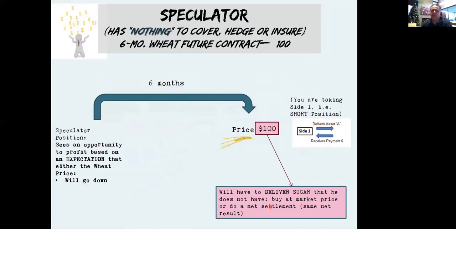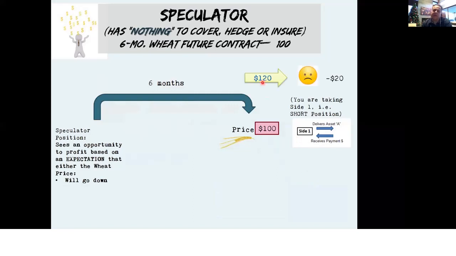Now, this commodity, wheat, sugar, whatever, you don't have, so you will have to buy it when the contract expires. So let's assume that the price is 120, so that's against your belief that the price would go down. So in this case, you will deliver sugar or wheat or any commodity that is worth 120, but since you don't have that, you will have to buy it in the market. So you will have to buy at 120, deliver the asset, but you will only receive 100. So of course, this is not a good business because you lost 20 per contract.